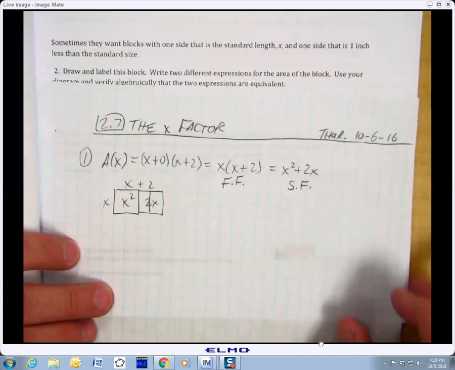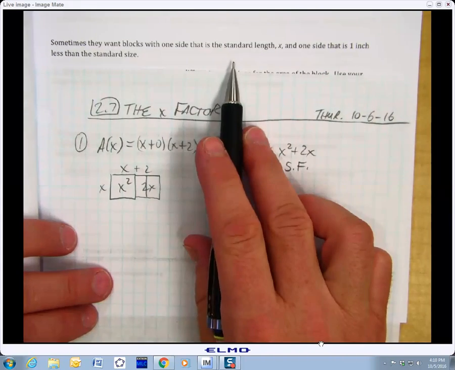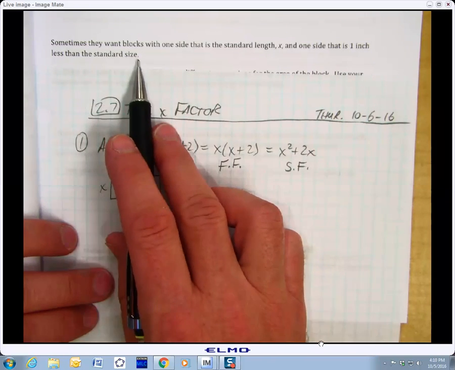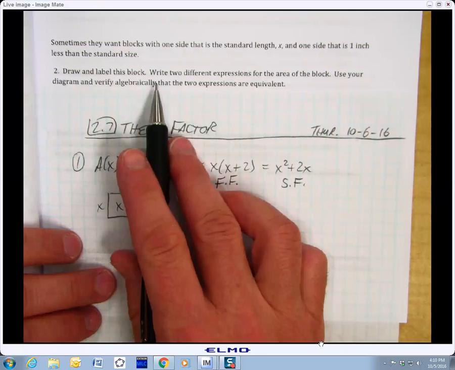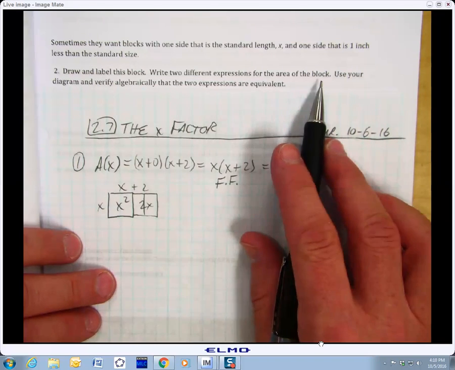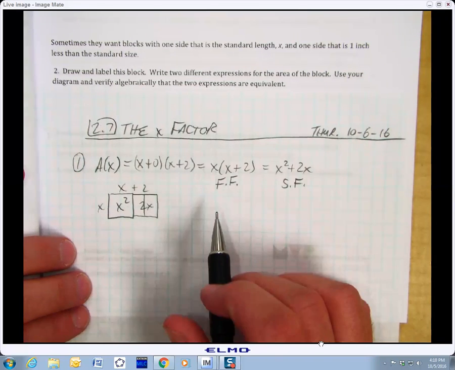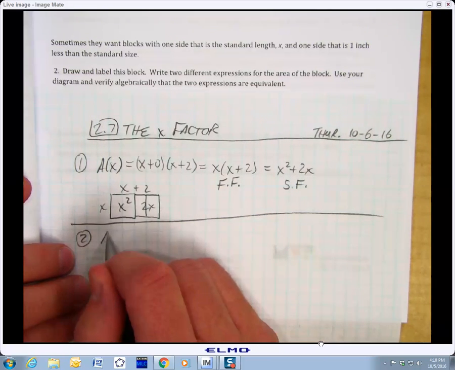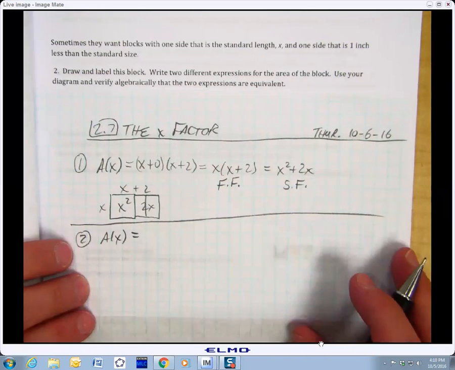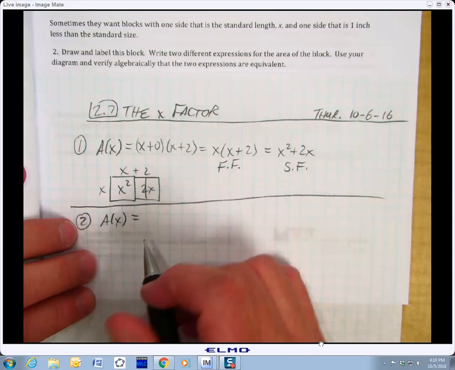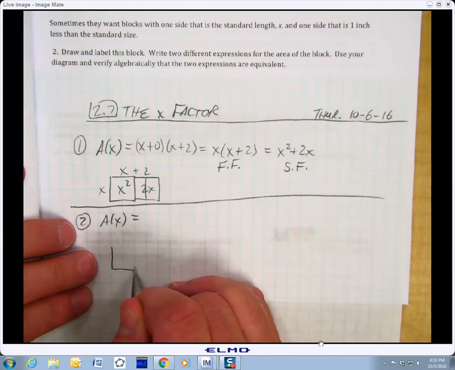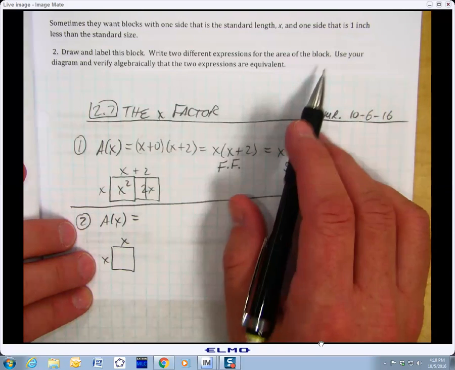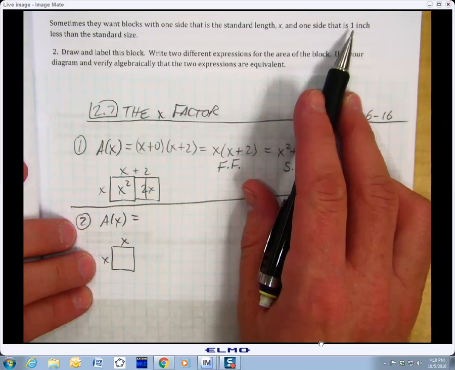Sometimes they want blocks with one side that's the standard length x, and one side that is 1 inch less than the standard size. Okay, draw and label this block. Write 2 different expressions for the area of the block. Use your diagram and verify algebraically that the 2 expressions are equivalent. All right, so same concept. We're going to set up an expression here. It said leave one side as x. And then we're supposed to, let's see, have one side 1 inch less than.